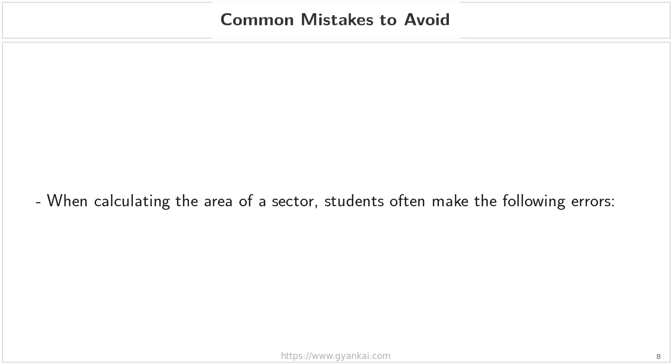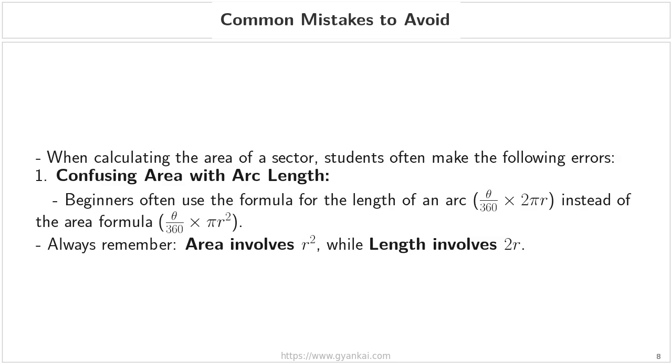First, a very common mistake is confusing area with arc length. It is easy to get these two formulas mixed up because they look so similar. You might accidentally use the formula for the length of an arc, which is theta over 360, multiplied by 2 pi r instead of our area formula, which is theta over 360, multiplied by pi r squared. A great way to keep this straight in your head is to remember that area is a two-dimensional measurement, so it must involve r squared. Arc length, on the other hand, is a one-dimensional distance, so it only involves 2 pi r.